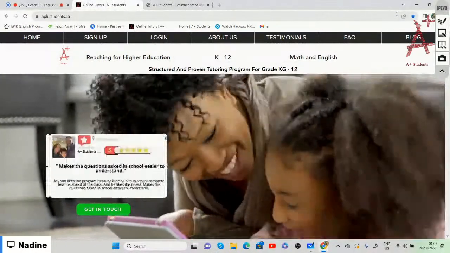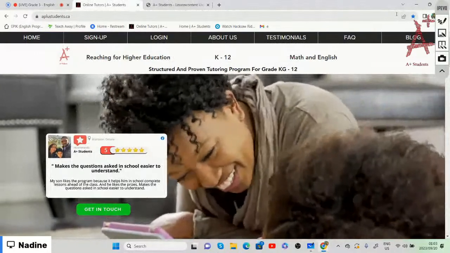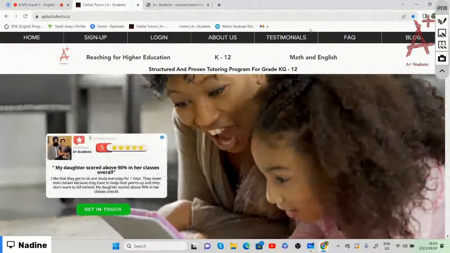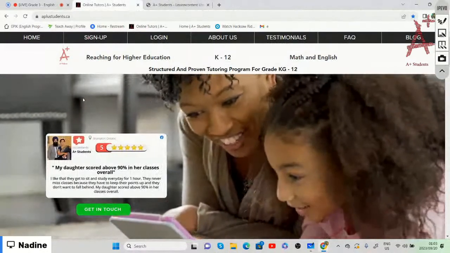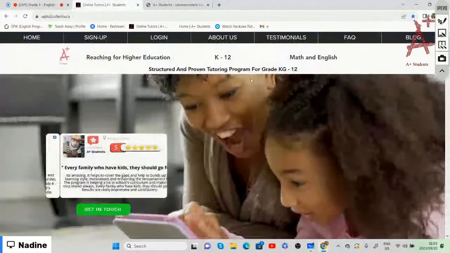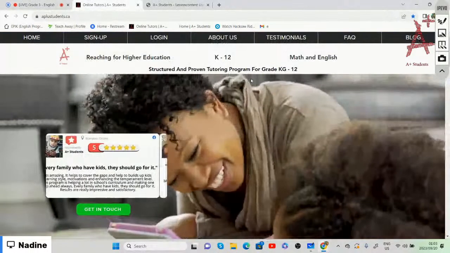So, today we will be doing our grade 3 English lesson on multiple meaning words. So, we're going to do our grade 3 lesson on multiple meaning words.